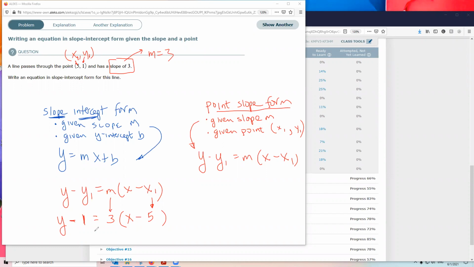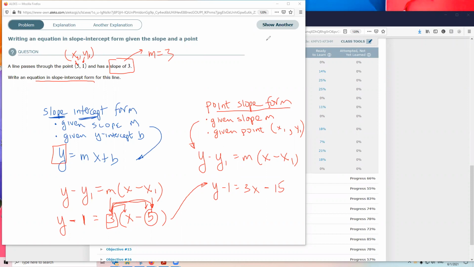This is the equation, but I'm not done yet because they say write the equation in slope-intercept form. Slope-intercept form is when you have y all by itself on one side of the equation. So what I have to do is a little bit of extra work here to get y by itself. Here's the first thing I'm going to do. I'm going to take this 3 and multiply it inside the parentheses. So I'm going to end up with y minus 1 equals 3x minus 15, right? Because 3 times 5 is 15.